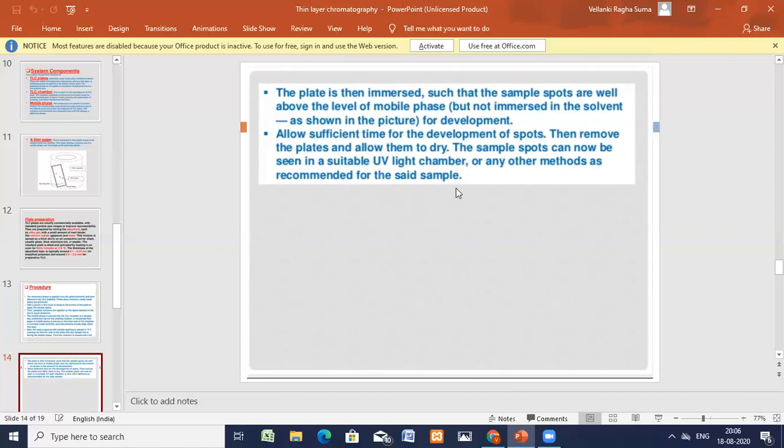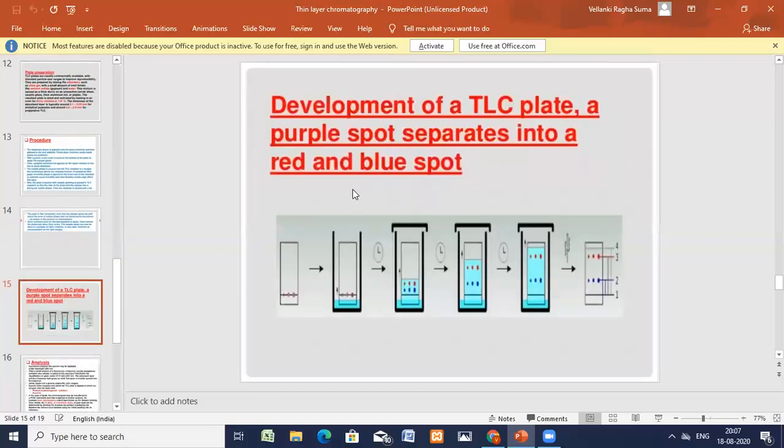I'm just giving you a brief idea of how the development happens. Here you see the plate is taken and lined. This is the pre-coated plate with the slurry, prepared here by the spraying, dipping, pouring or spreading method, or a pre-coated plate we have bought. To that we have drawn the line, and at equal distances the sample solution mixture is applied at different spots, using micro syringes or pipettes.